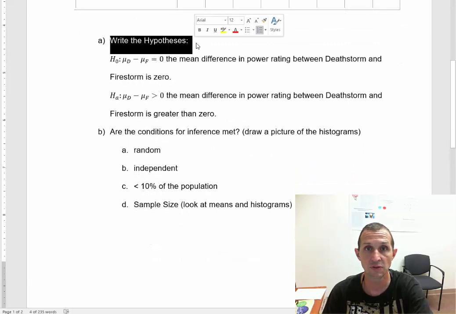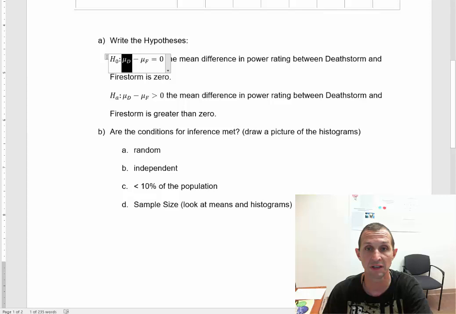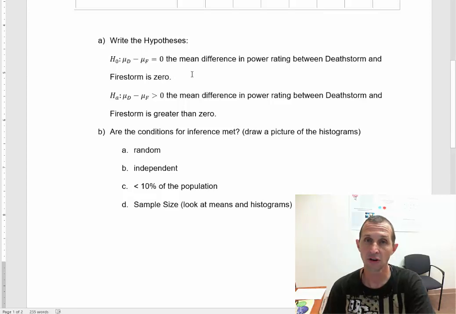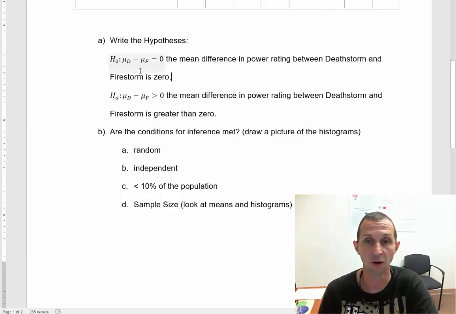When you have two samples, you're trying to find the average difference between the two of them. Your null hypothesis, H naught, is mu, the mean of the first one, minus mu, the mean of the second one, typically equal to 0. There might be occasions where you put some sort of shift in there, but almost always it's equal to 0. Here I have Death Storm first and Firestorm second, so Death Storm versus Firestorm, and of course that's going to be 0.